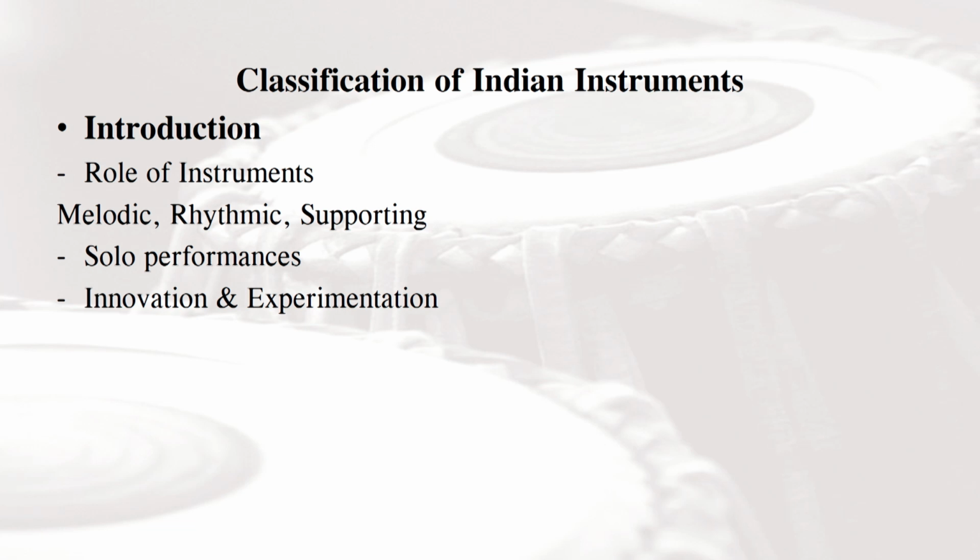These instruments are played with an emphasis on ornamentation like gamaks, meens and murkis to bring out the emotional depth of each rag. One of the unique features of Indian classical music is the emphasis on improvisation. Instruments like sitar, sarod and violin are often used for elaborate improvisations in sections like alap, jor, jhala and tans, which help in developing and unfolding the rag.